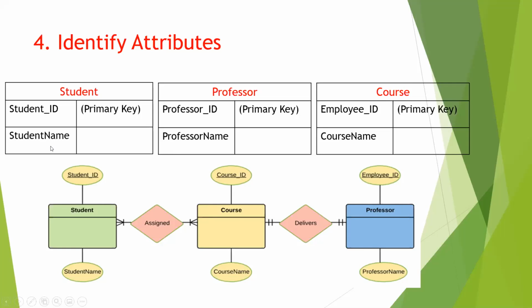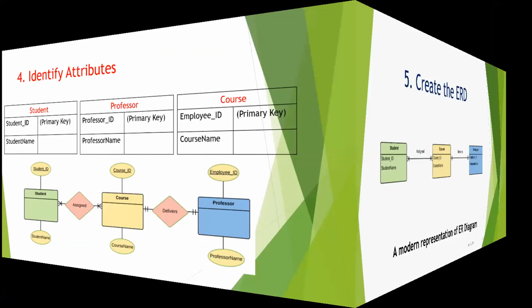If you want, you can take more attributes also: student number, student phone, student address. So many properties you can take. You can identify them for the student, professor and course. Okay, these are the examples, and we will go through the next slide.